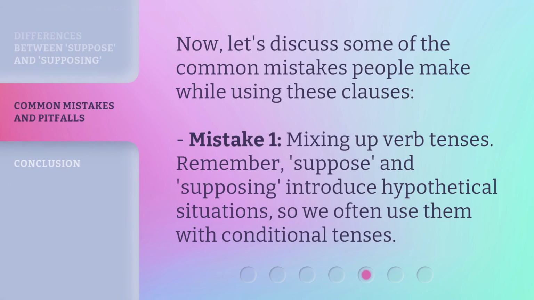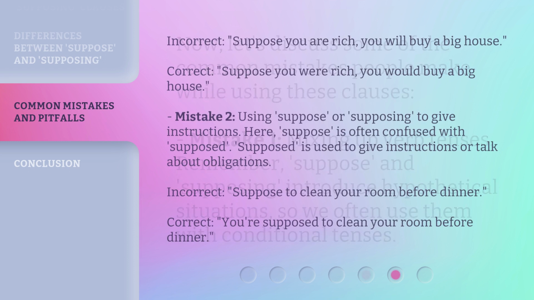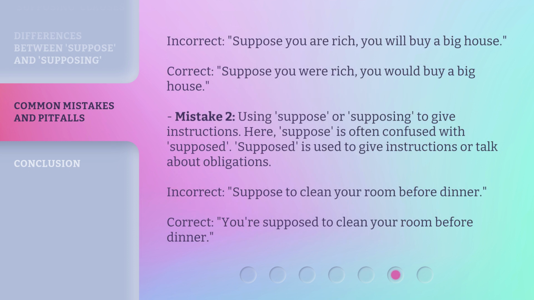Now, let's discuss some of the common mistakes people make while using these clauses. Mistake 1. Mixing up verb tenses. Remember, suppose and supposing introduce hypothetical situations, so we often use them with conditional tenses. Incorrect. Suppose you are rich, you will buy a big house. Correct. Suppose you were rich, you would buy a big house.